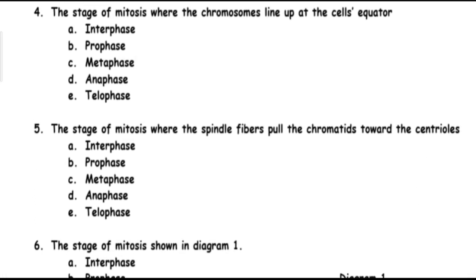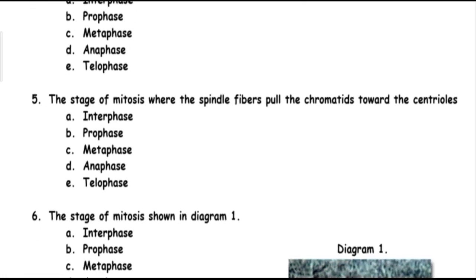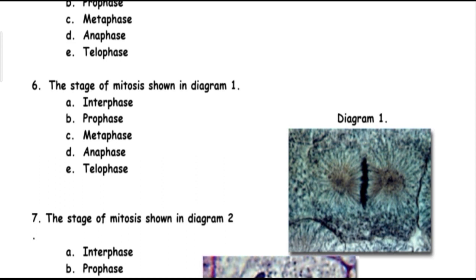Next one, the stage of mitosis where the spindle fibers pull the chromatids toward the centrioles. That is in anaphase. Okay, so this is what I'm telling you. The stage of mitosis shown in diagram 1, this is metaphase. Metaphase is when the chromosomes, as you can see the dark parts there, line up at the center. Those are chromosomes lined up at the center, and that region is what we call the metaphase plate.